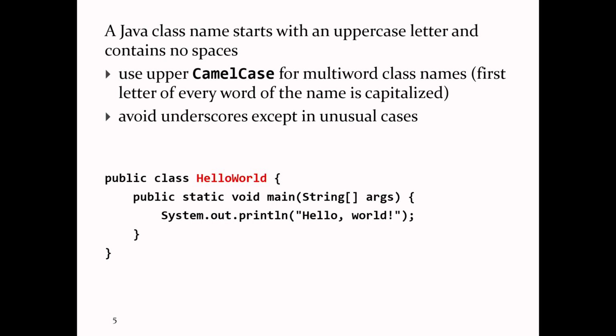You can use an underscore if you want, but generally you should avoid those. The class name has to start with a letter or an underscore. It can contain letters, underscores, and numbers, and that's it. So you can't put any funny symbols in your class name, and you can't put spaces in your class name.